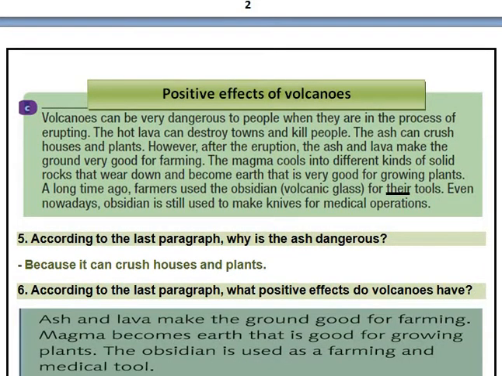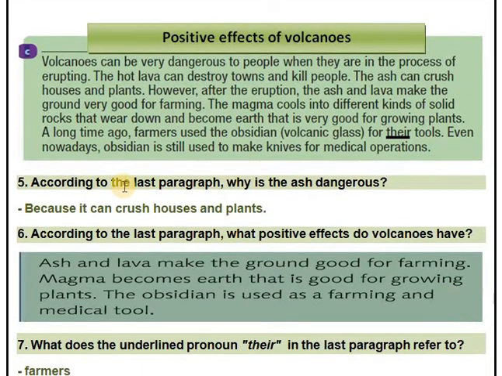The last one, C. Positive effects of volcanoes. Question number 5. Why is the ash dangerous? As you see, here is the answer. The ash is dangerous because it can crush houses and plants. The ash can crush houses and plants.